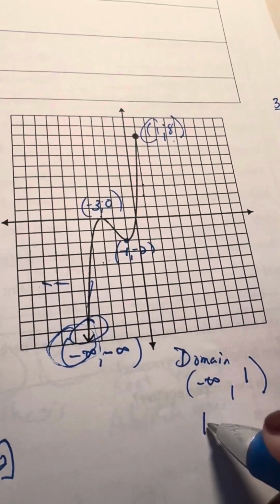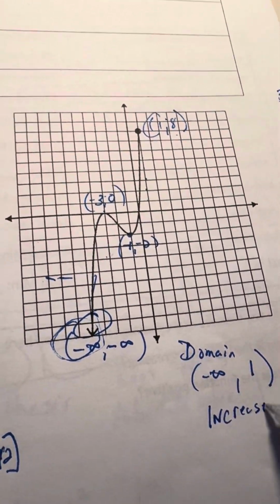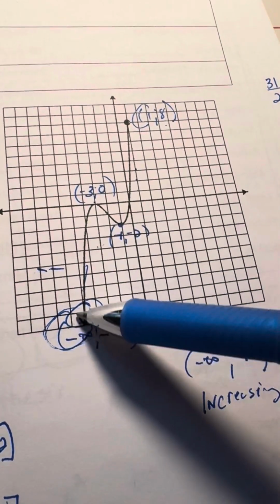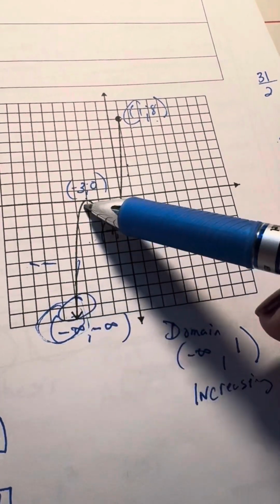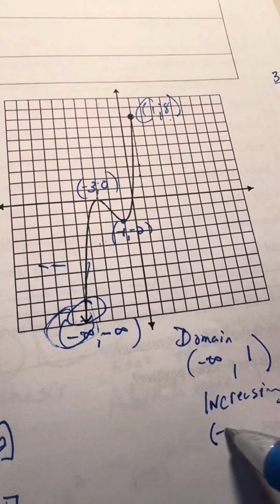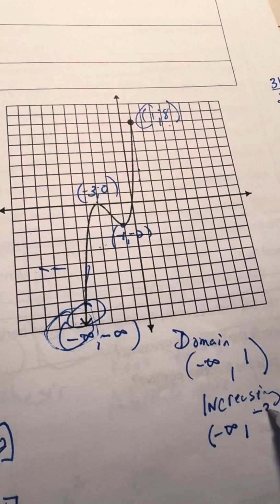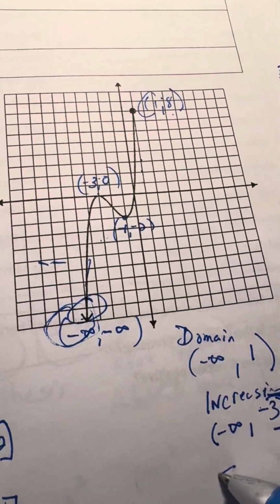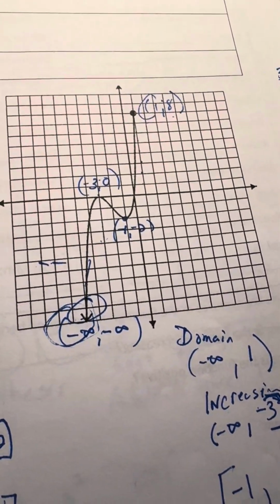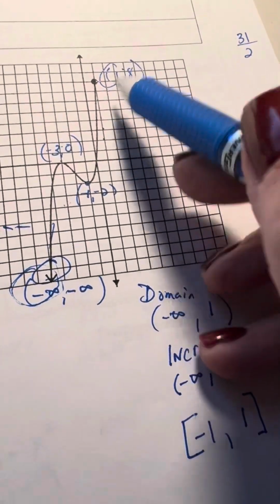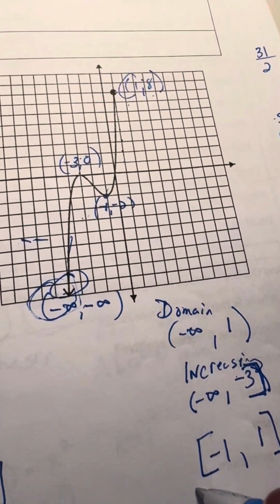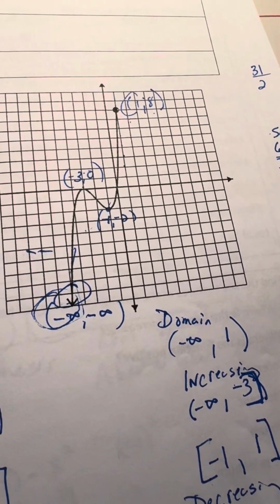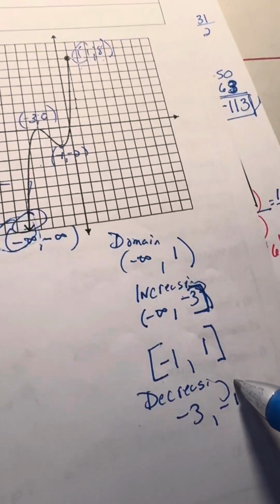So if I look at increasing, now this is where it gets confusing. That arrow looks like it's going down, but the slope here is positive. If I move from the left to the right, I'm going up in this section. So it is increasing from negative infinity to -3, and it is increasing from -1 to +1. From here to here. My decreasing would be that part in the middle from -3 to -1.